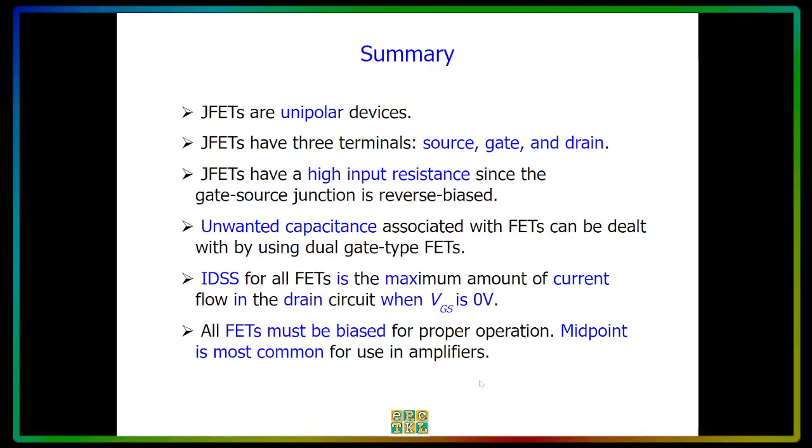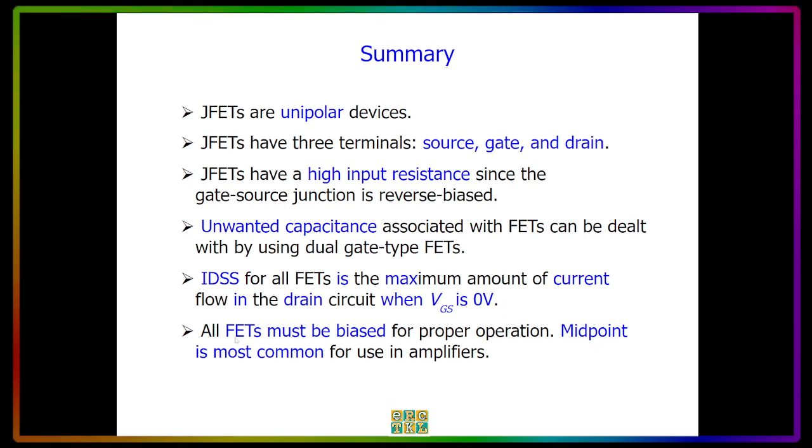So in summary, let's look at this part 3. We have part 1, part 2, and part 3 of this FET or field effect transistor tutorial series. So we have the JFETs, which are unipolar devices. JFETs have 3 terminals: the source, the gate, and drain. And the JFETs have a high input resistance since the gate source junction is reverse biased. And the unwanted capacitance associated with field effect transistors can be dealt with by using dual gate type FETs.